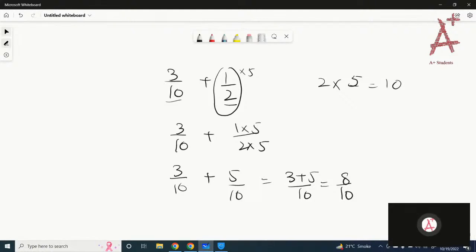Got it? So just think of a number that can divide both numerator and denominator. Yes, they can be divided by 2. 2 times 4 is 8 and 2 times 5 is 10. Got it? So the fraction is in smallest form. The answer is 4 over 5. Got it?